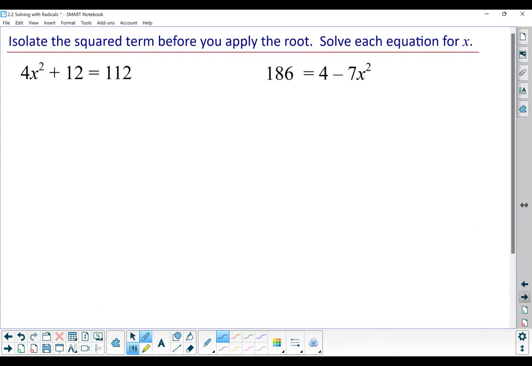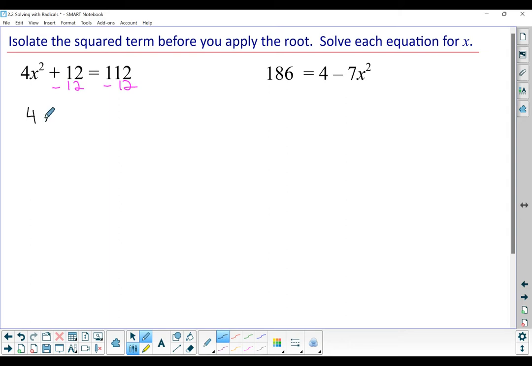Sometimes our equations are a little bit more complicated and we need to do a little bit of work before we apply the root. So if you have extra things in your equation like coefficients or numbers that are being added, you really need to take care of those before the square root. So in this case, I would start by subtracting 12.